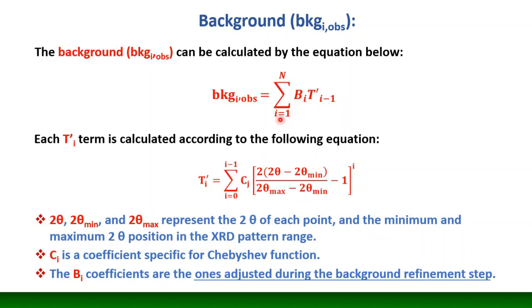So in other words, the number of terms present in this summation depends on how many terms we choose to be present during the refinement in the Chebyshev polynomial function, okay? So if we use order 3 polynomials, we're going to get 3 B terms. If you choose a 5-term polynomial, you're going to get 5 B terms from the refinement, okay? So in summary, what is refined and obtained throughout the refinement is this B coefficient, according to how many terms the Chebyshev polynomial function has.